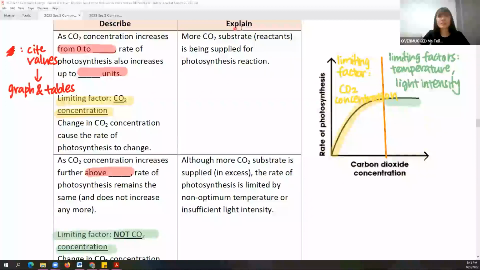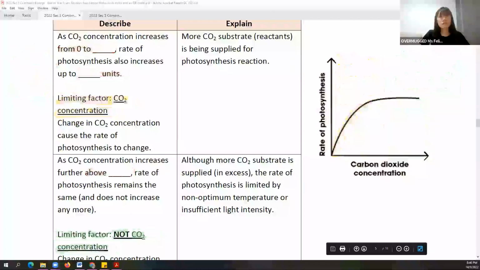Okay, then for the explanation, it is because as you get more and more carbon dioxide, you have more and more substrate for reactions to take place. For the second half, as your concentration increases beyond the orange line, photosynthesis remains the same. That is the horizontal line. The explanation is that you have too much substrate already, but your enzyme is limited. That's why the rate of photosynthesis is limited by the other things mentioned here, temperature and light intensity.